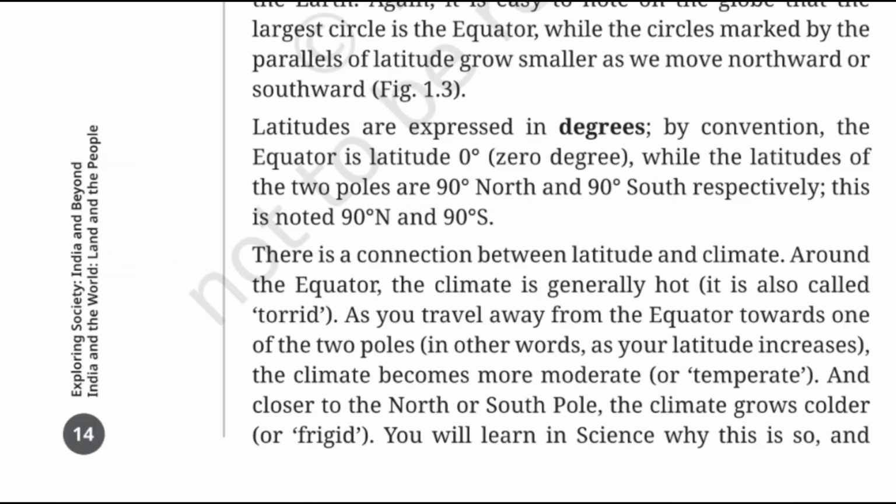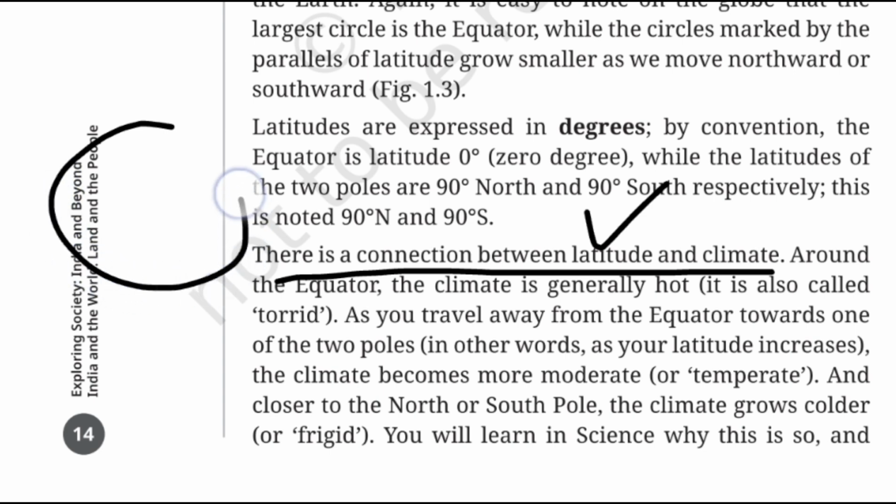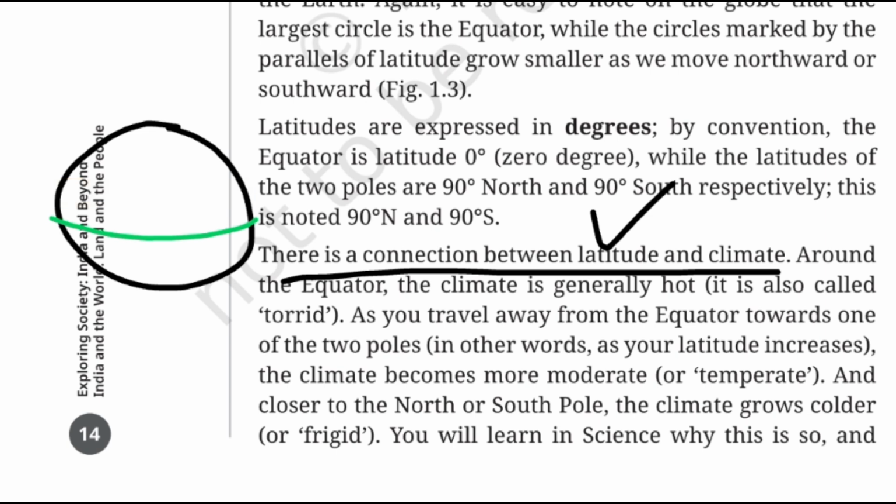Then they say there is a connection between latitude and climate. Latitude, you understand, isn't it? So basically, what is latitude? This is the Earth. You mark the equator and take a particular angle. That angle is the angle of latitude, and we mark all such points.